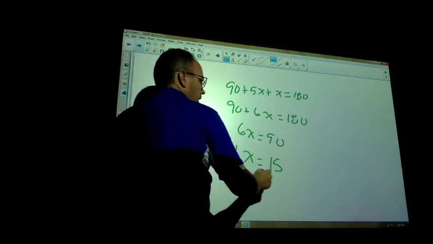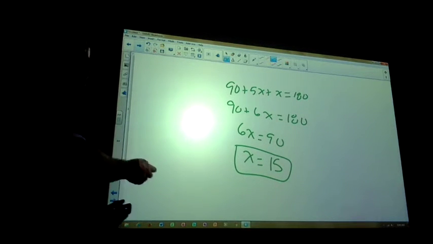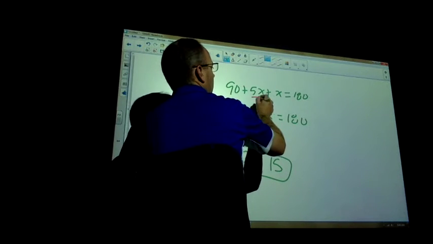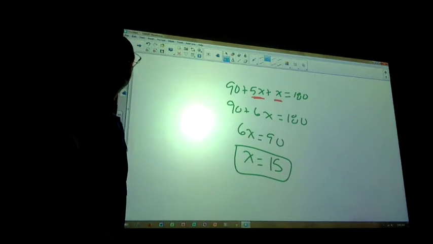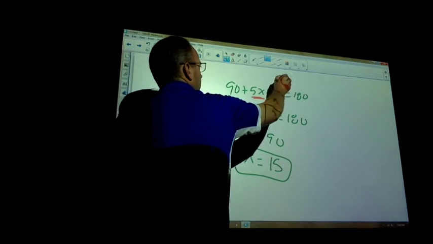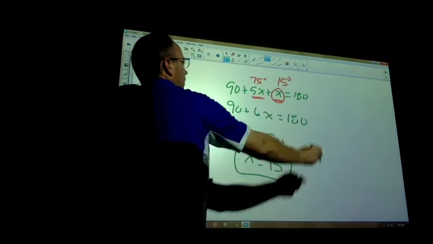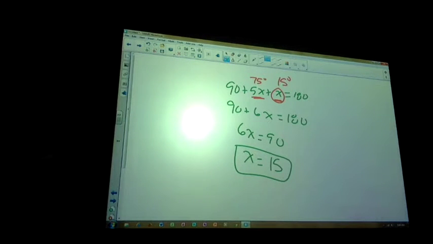We have solved the variable. The problem's not done yet, though. What do they want you to find? Yeah, the angles. Okay, remember, this is one of the angles, and this is the other one, right? So one of the angles is x equals 15. The other one is 5 times 15, which is 75. So I have angles of 75 degrees and 15 degrees.